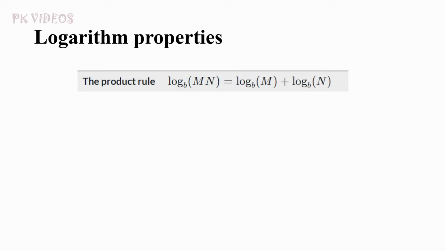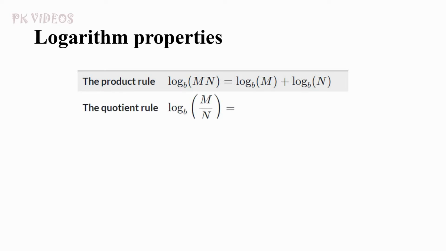Let us look at some logarithmic properties. The first property is the product rule. Log mn to the base b can be expressed as log m to the base b plus log n to the base b.